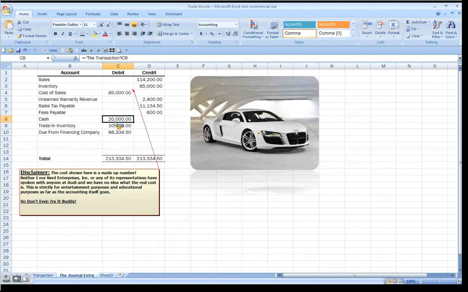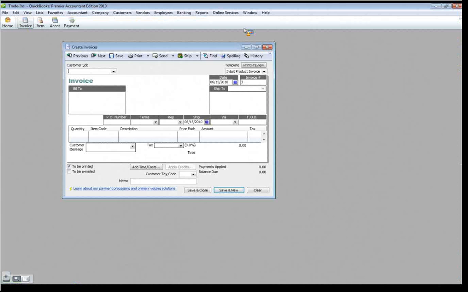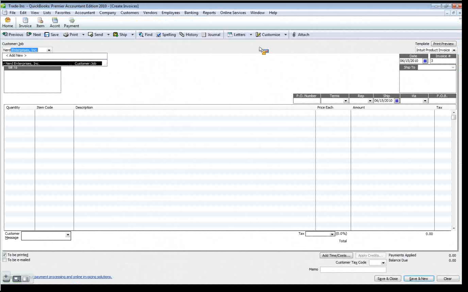Come over to QuickBooks. We're going to post an invoice. Nerd Enterprises. Audi R8.